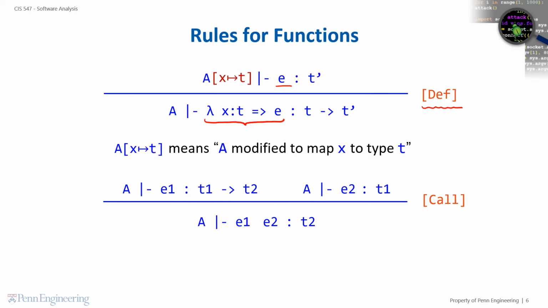Finally, we define the inference rule schema call to give type information for applications of functions to other expressions. If under the environment A, it is provable that e1 has type t1 arrow t2 and e2 has type t1, then it is provable that the result of calling e1 with argument e2 has type t2.